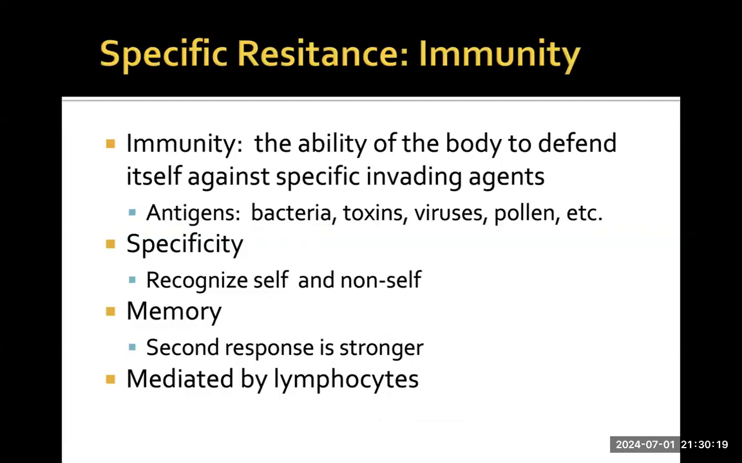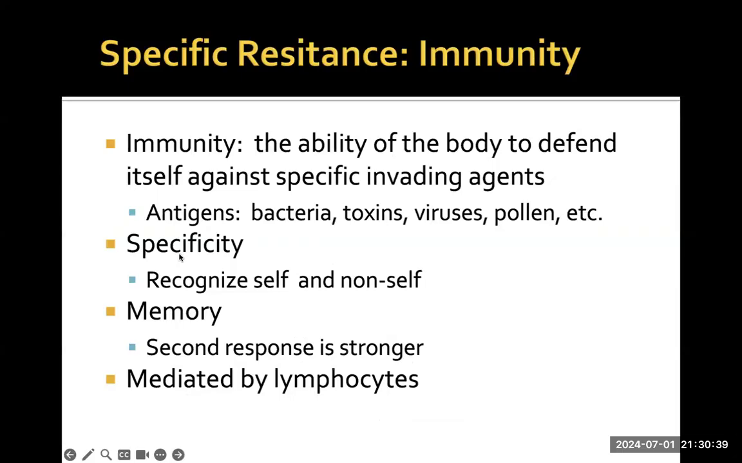Okay, so specific resistance. When talking about immunity, immunity is the ability of the body to defend itself against specific invading agents. So we have antigens here, like bacteria, toxins, viruses, pollen, etc., right? These are all things that are foreign to your body.